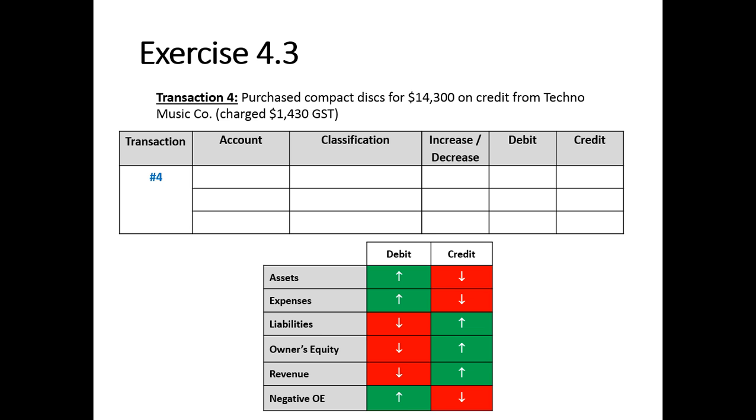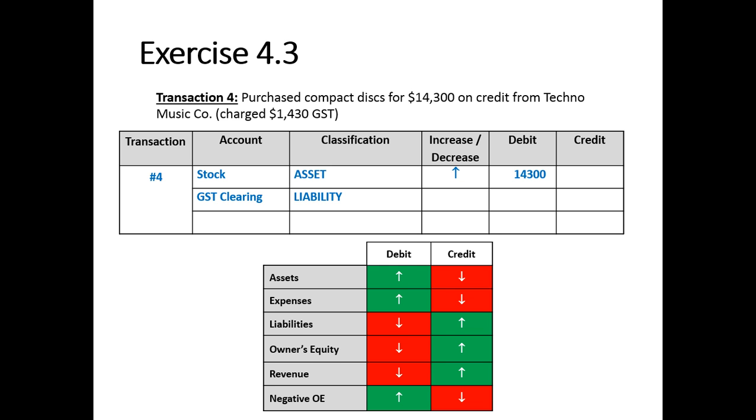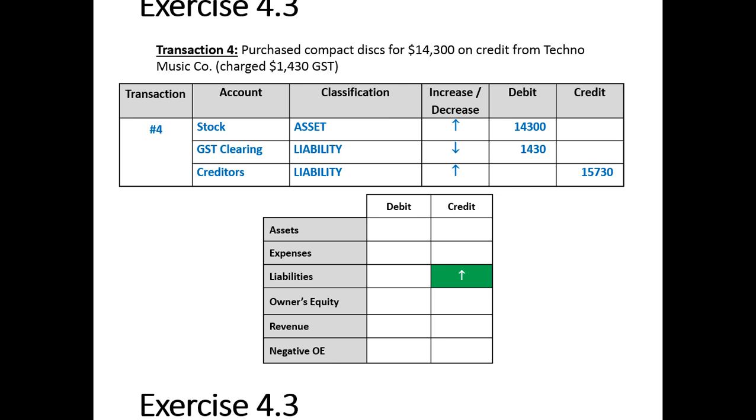Transaction 4, purchased compact discs for $14,300 on credit, and which was charged GST. So for this business it's a music shop, so compact discs represent stock. So stock is an asset and it's increasing, and that's going to be a debit. Again with GST, same effect, we've got a liability which is going down, that'll be a debit. And lastly, in this case we've actually bought on credit, so whereas the previous two transactions we had to reduce cash, in this instance we paid on credit, and that's a liability, so our creditors will be going up, and a liability going up must be a credit.